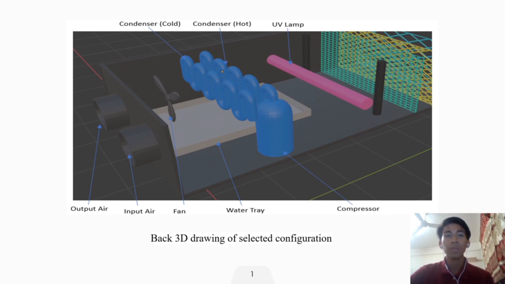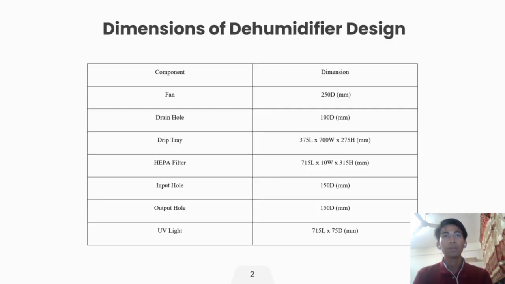So for the next part, which is the back 3D drawing of our selected configuration, after that, the fan will expel the air outside. This is the dimension of our dehumidifier design. Take note that L is length, W is width, H is height, and D is the diameter.